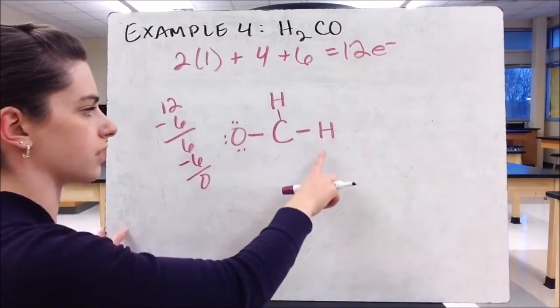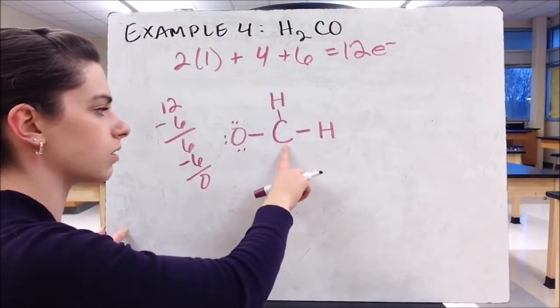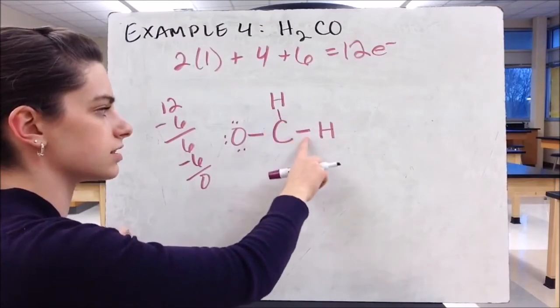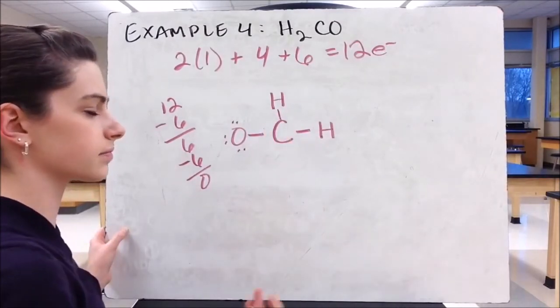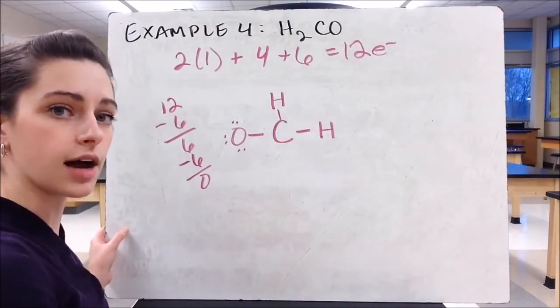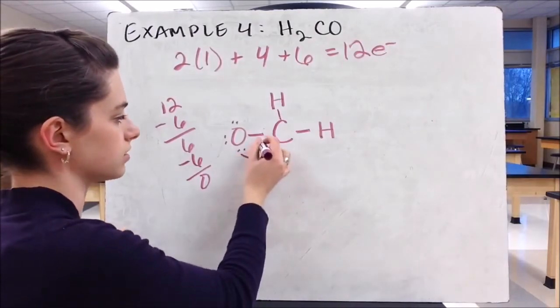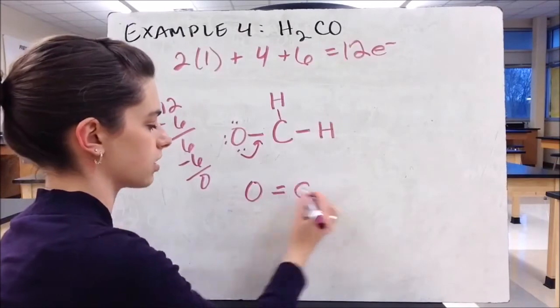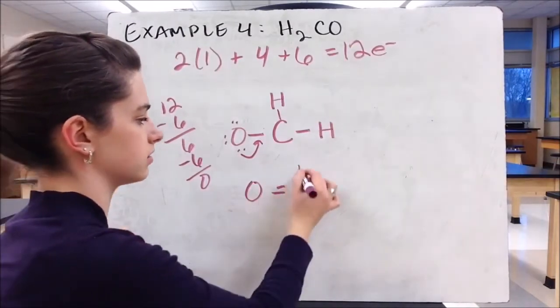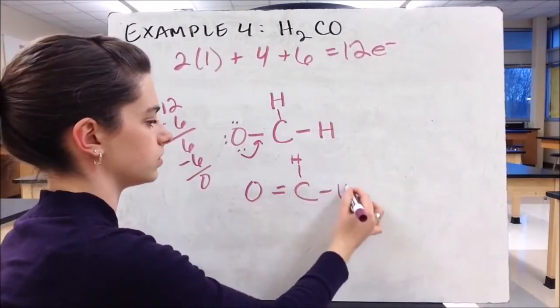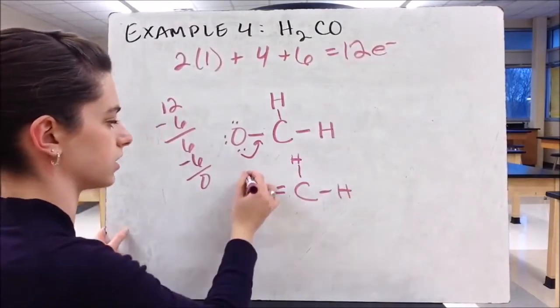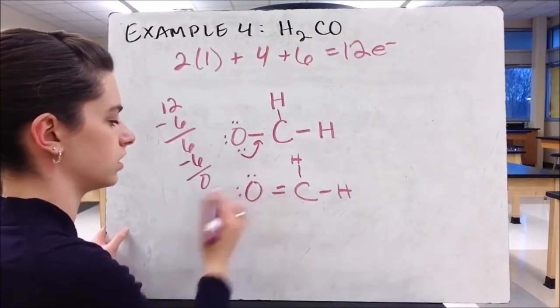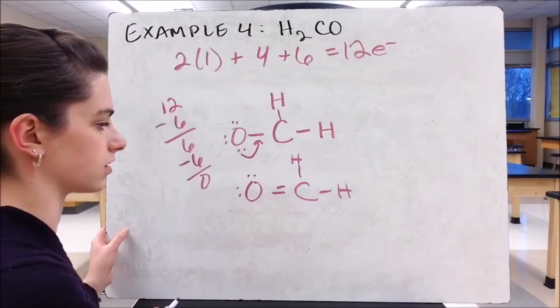So all my terminal atoms are good, but my carbon still only has 2, 4, 6 valence electrons. So what am I going to do? I'm going to take this pair of electrons and form another bond between oxygen and carbon. I'm going to form that double bond and have 2 hydrogens still out here. That would leave oxygen with only 2 lone pairs of electrons.